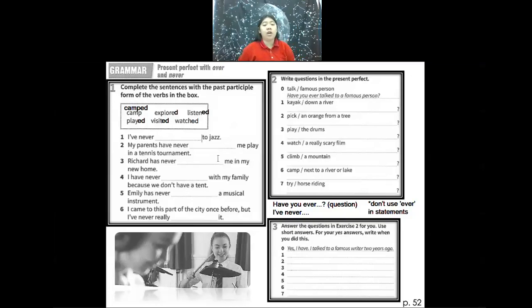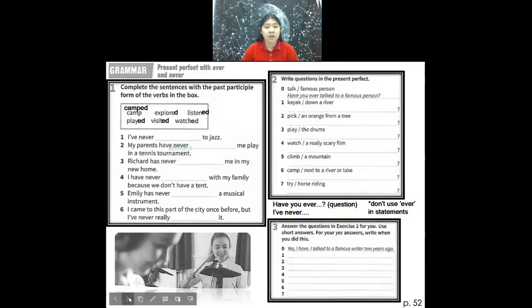Okay, so now that we have changed these words to their correct past participle form, we can put them in these sentences here. So first one, I've never something to jazz. Jazz is a type of music, a genre of music. So it's most probably this one, okay? I've never listened to jazz.